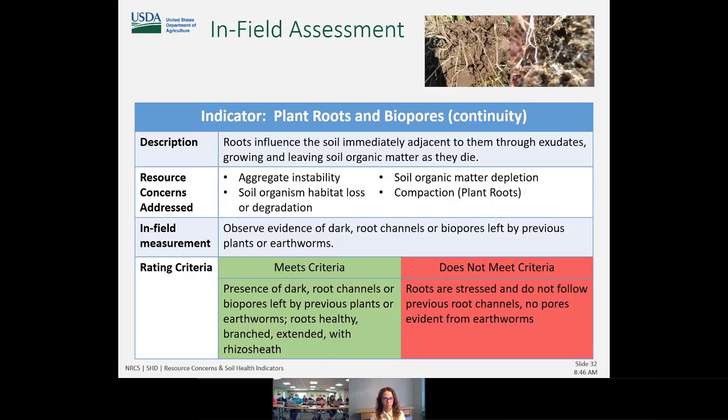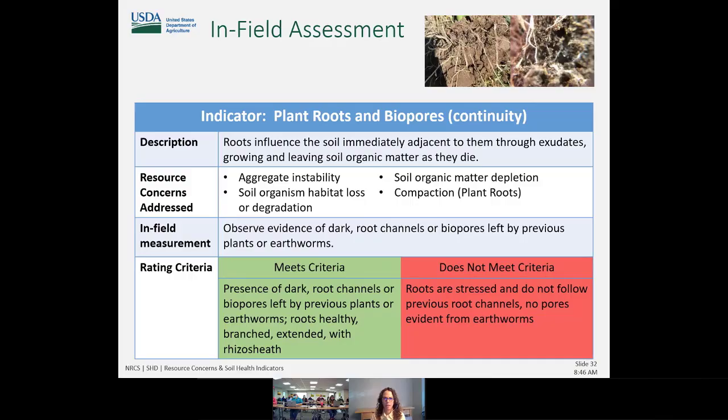And these pores and root channels also provide opportunities for aeration and infiltration and influence drainage and water storage and availability. So this indicator is really associated with all 4 of the soil health resource concerns and can be really impactful in determining the status of the field. And again, this is just an observation of the biopores and roots in the field.